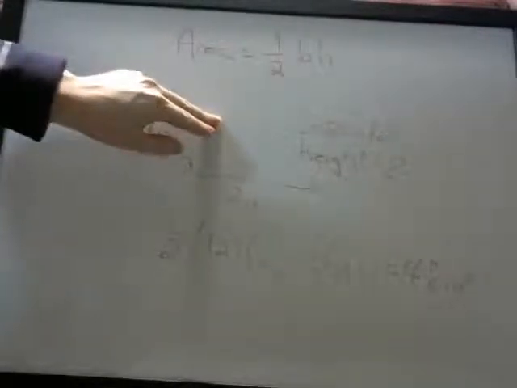So this is pretty straightforward when you have a right triangle. You don't care what the length of this is. All you're doing is taking the base times the height times 1/2, and that's the area of the triangle.